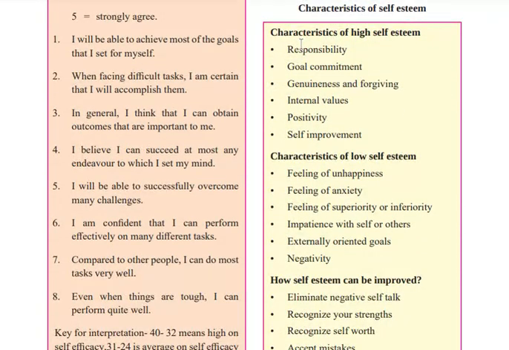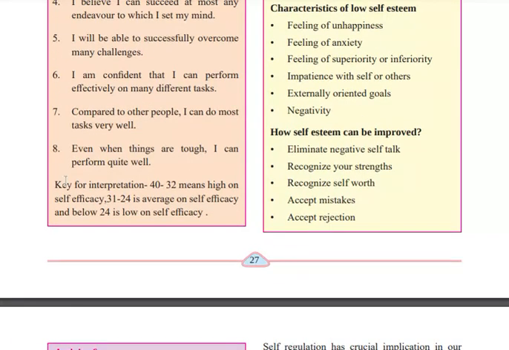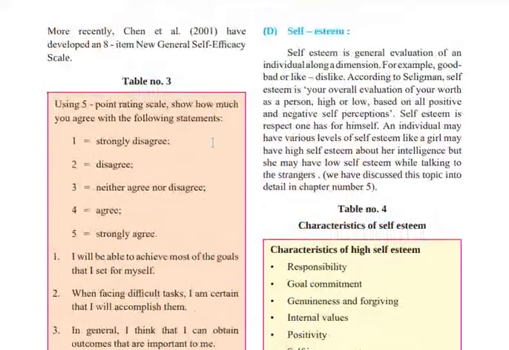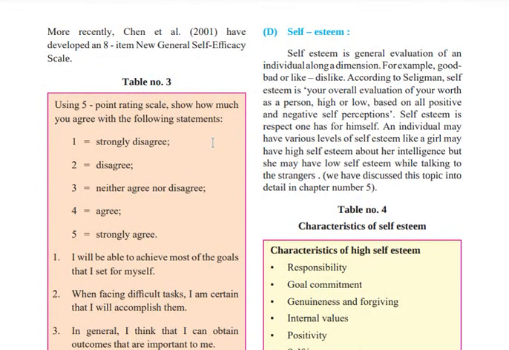I will be able to achieve most of the goals that I set for myself. I am confident that I can perform effectively on many different tasks. So you need to fill this. Then if your score is between 40 and 32, it means you are high. 31 to 24 is average, below 24 is low self-efficacy. Okay, clear.